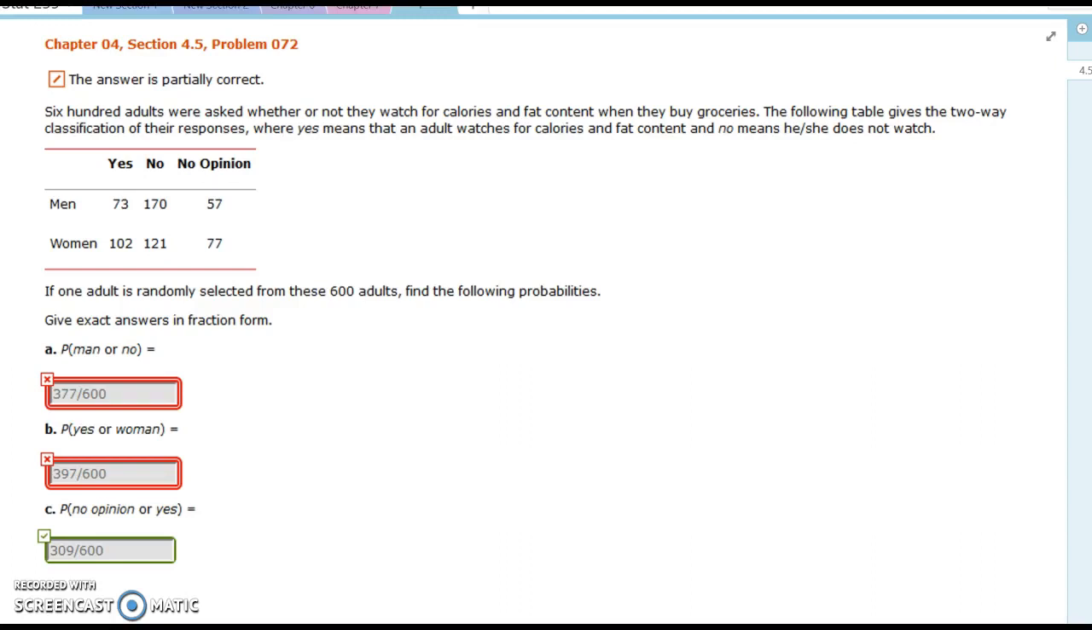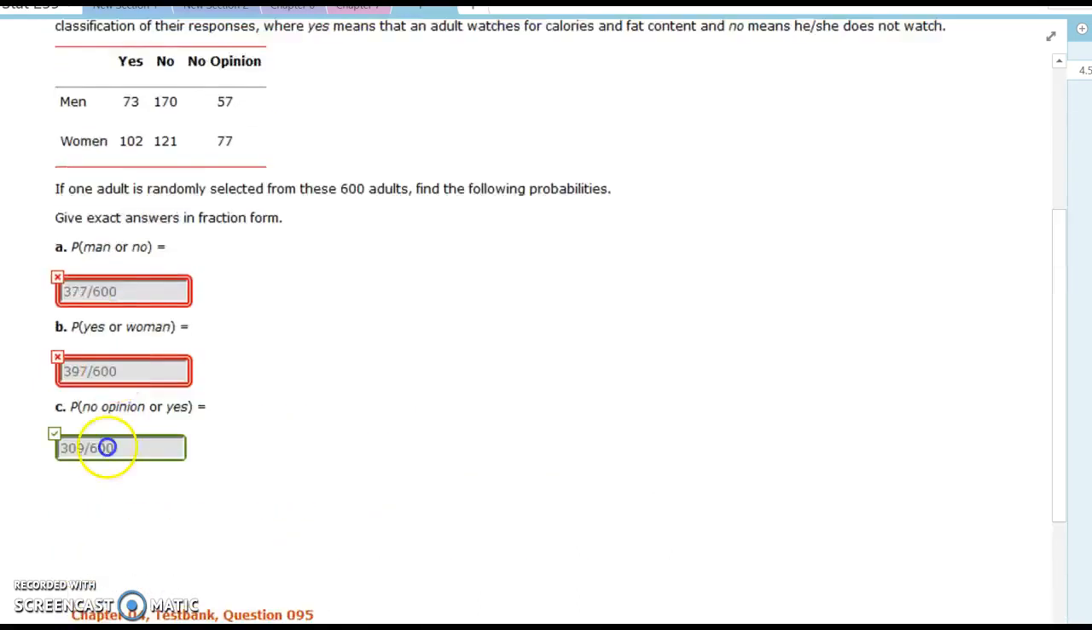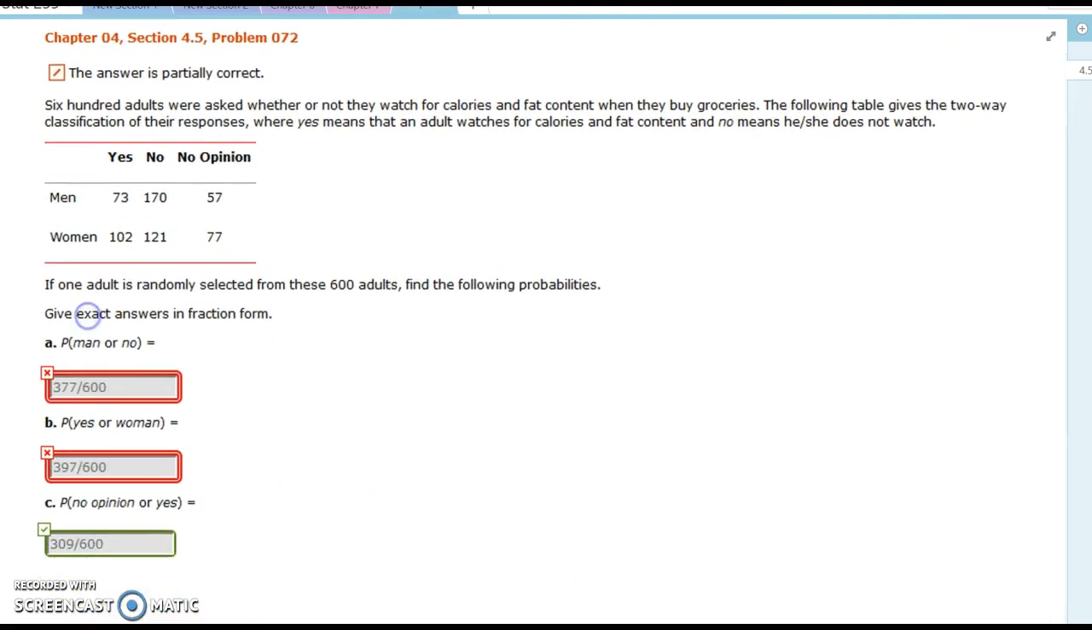In this video, we're going to go over problem 72 and problem 95 from 4.5. And on this, we're looking for the probability that a person that voted, out of the 600 adults, the probability that they're a man or they voted no. So I need to count how many men voted plus how many total people voted no.